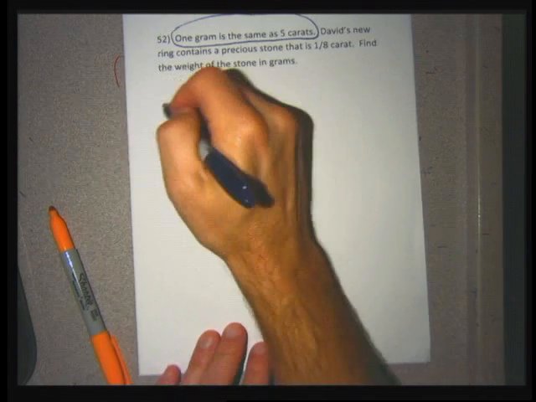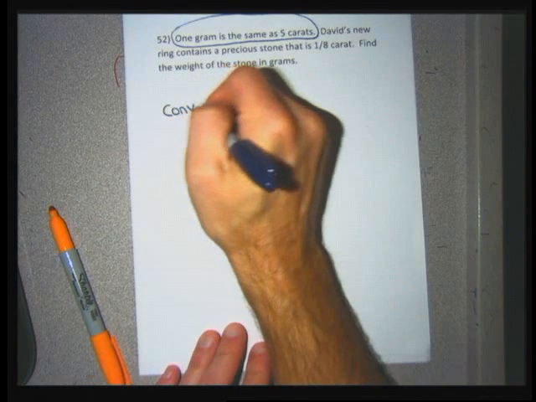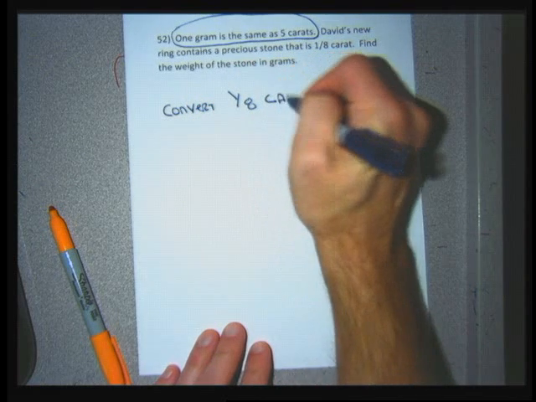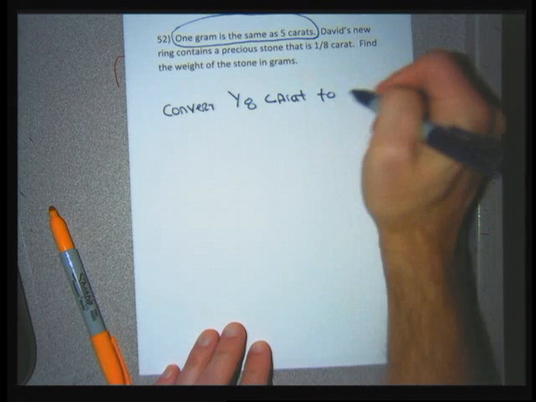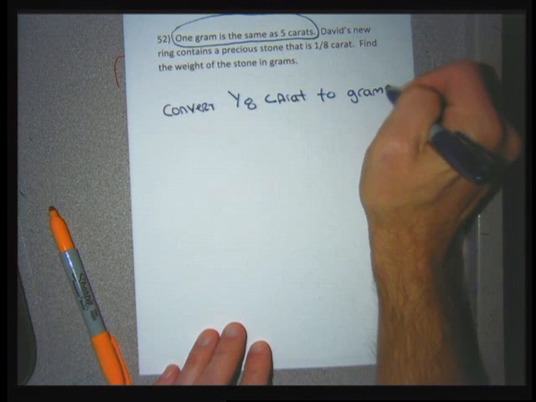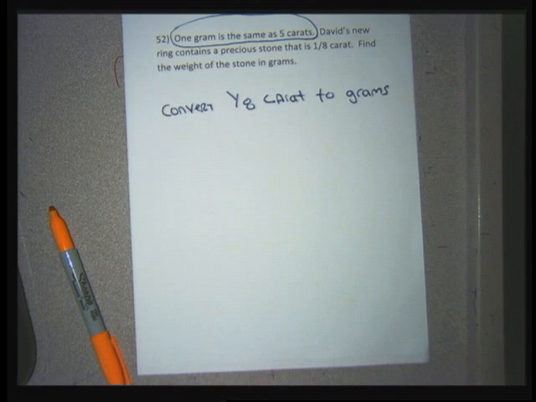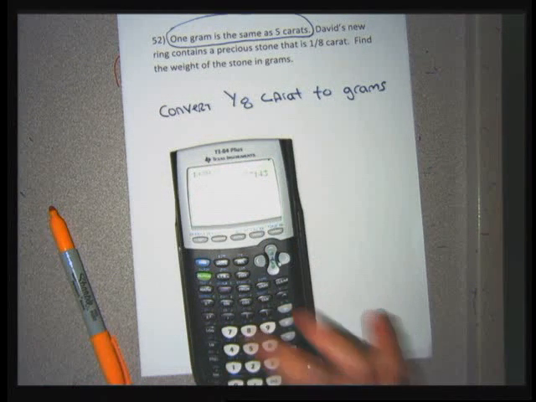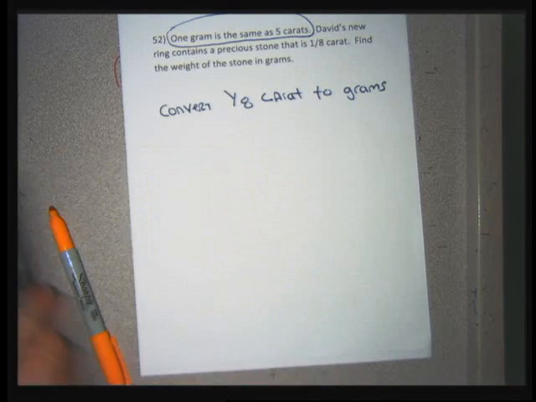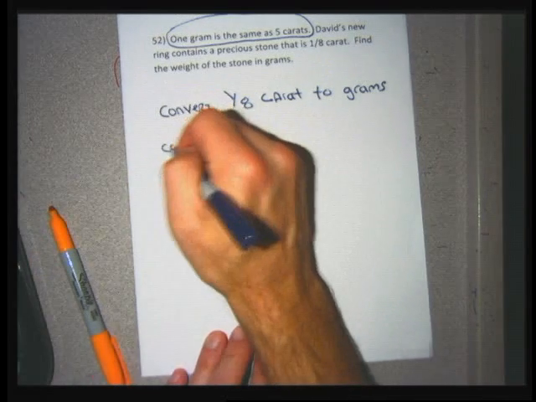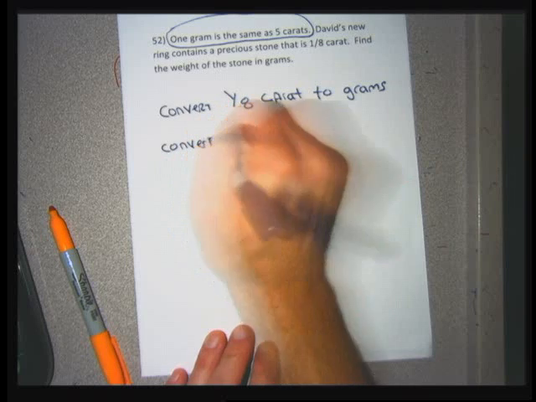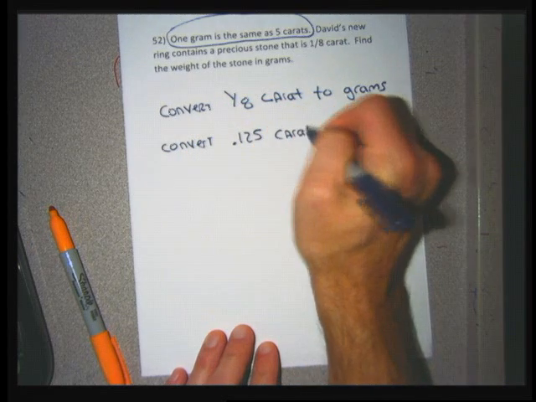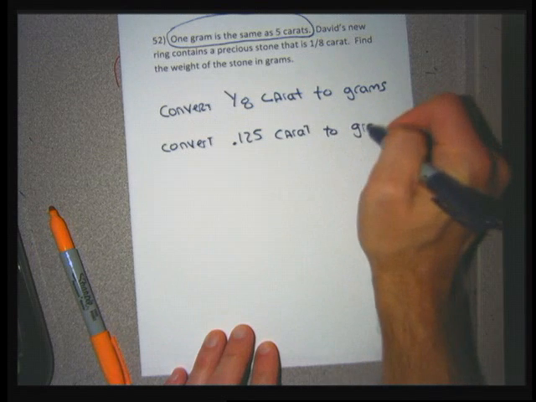So basically, I want to convert 1/8 of a carat to grams. That's ultimately what I'm asked to do here. 1/8 isn't going to be an easy number to work with, so let me get rid of this. I'm going to go 1 divided by 8. 1/8 as a decimal is 0.125. So better, the author's asking me to convert 0.125 carats to grams.